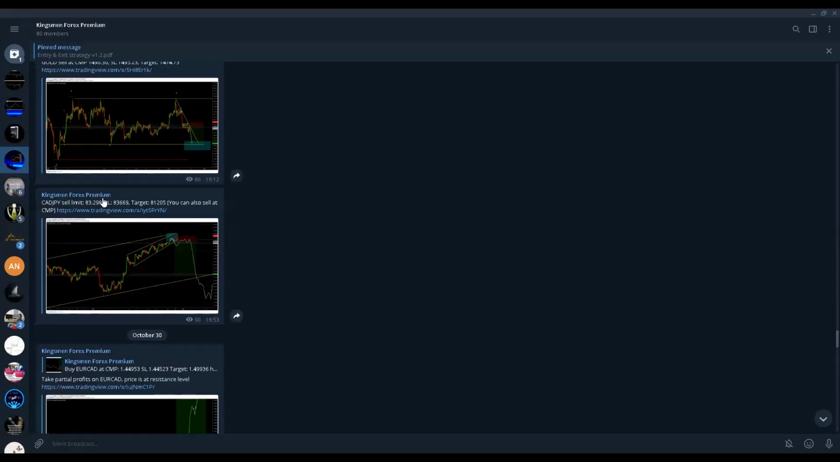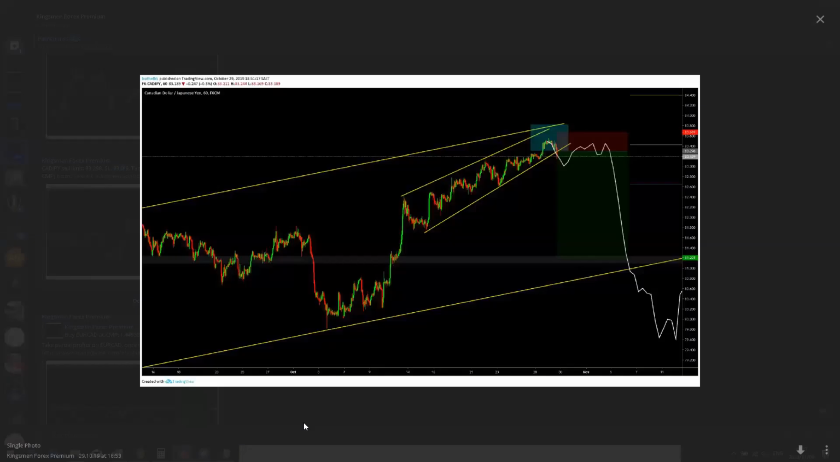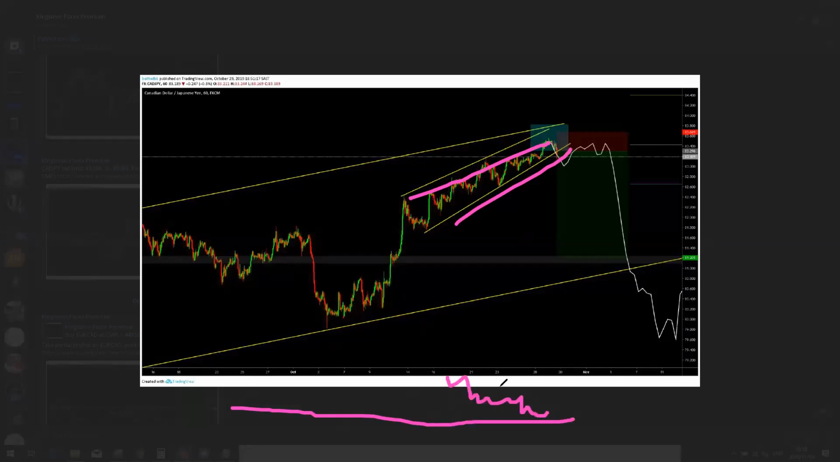And then our trade of the week was CAD-JPY. I also shared this on Instagram. On CAD-JPY, we saw this nice ending diagonal, and then on the MACD, we saw that we were getting a nice divergence. So we were confident to take this trade.